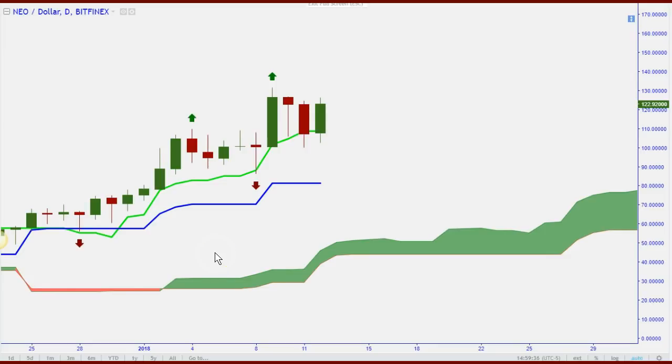Alright traders, I am back again with another video, and in this video we are going to look at the Neo dollar trade setup that we talked about yesterday. So yesterday I posted a video on YouTube showing this Neo dollar trade opportunity where you get the bounce here off of your Tenkan-sen level.